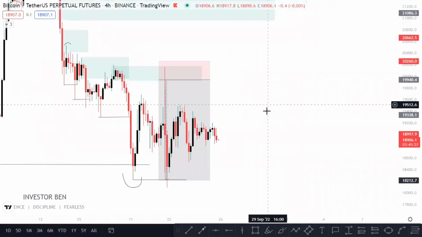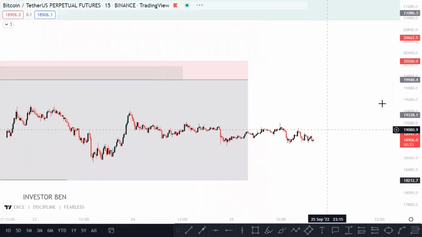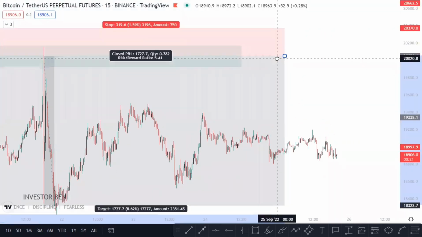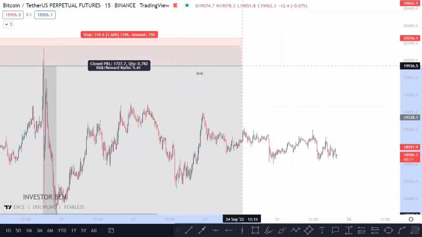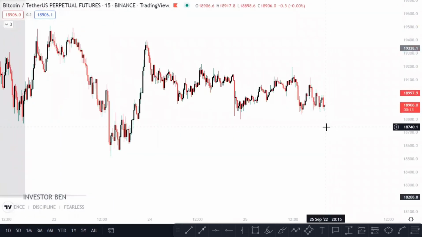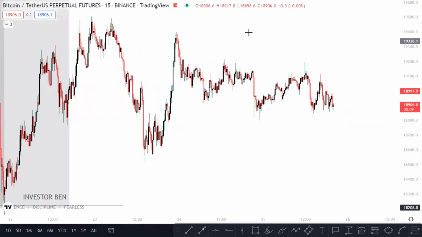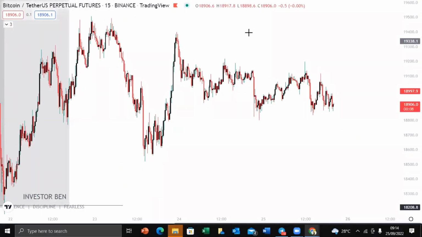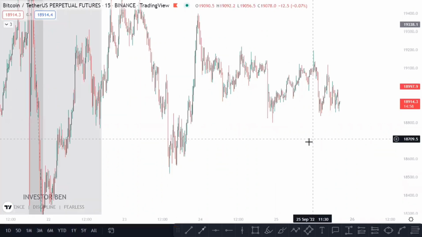Let me go to the 15 minutes time frame for the trade I took yesterday night. Can I still see that setup? The trade I took yesterday night has quite a good structure in it. So let's look at the structures there.